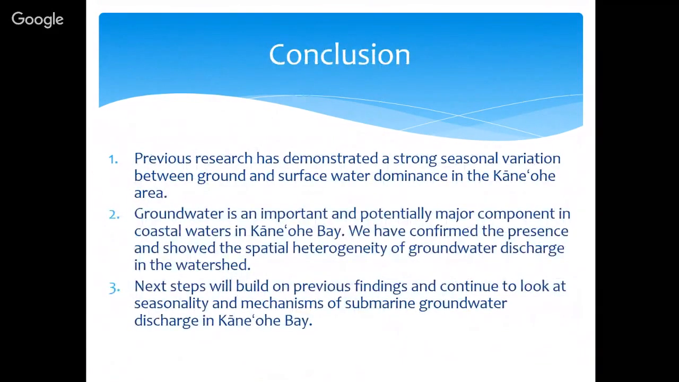So in conclusion, previous research has demonstrated a strong seasonal variation between ground and surface water dominance in the Kaneohe area. Groundwater is an important and potentially major component in coastal waters in Kaneohe Bay, and we have confirmed the presence so far and show the spatial heterogeneity of groundwater discharge in the watershed. Our next steps will build on previous findings and continue to look at seasonality and mechanisms of submarine groundwater discharge in Kaneohe Bay.